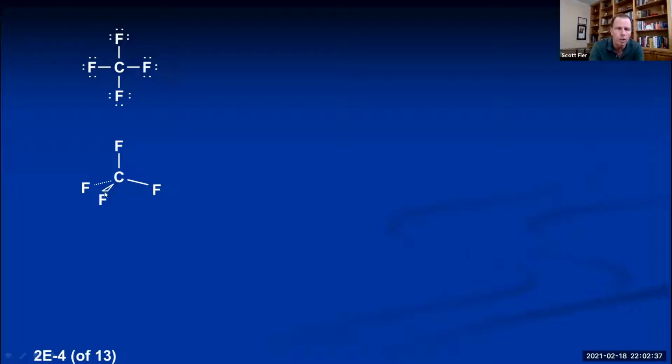So you draw a wedge to show the fluorine is coming out to the left, and a dotted line to show the fluorine is going behind the paper, also to the left. Now, if we want to predict whether it's polar or not, the next step is to determine whether the bonds are polar. We have to look up the electronegativities of carbon and fluorine.